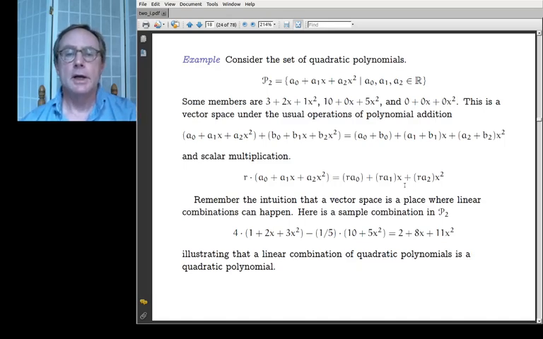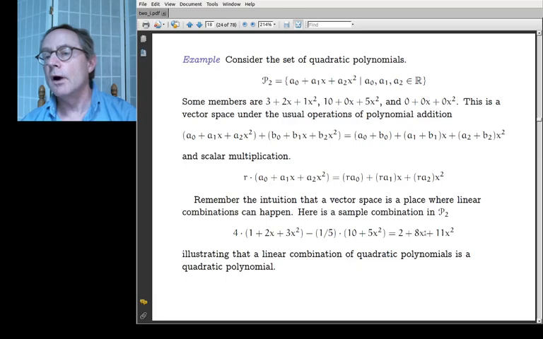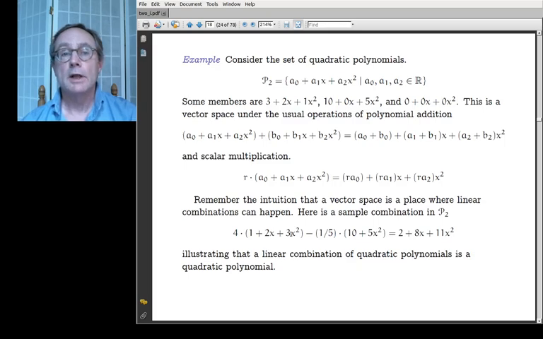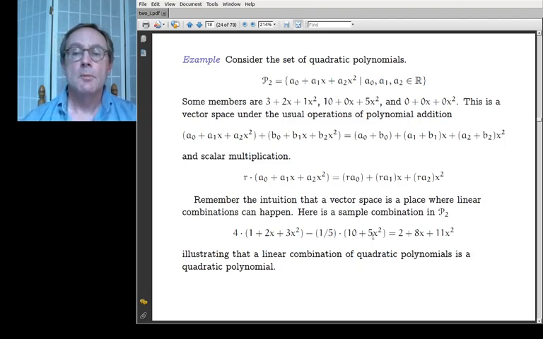The concept here is that vector spaces are about taking linear combinations. It makes perfectly good sense to take a linear combination of these vectors. Makes perfectly good sense to take a linear combination of 1 plus 2x plus 3x squared. You call that a vector in this context because it's a member of a vector space. It makes perfectly good sense to take 4 times that, minus 1/5 times 10 plus 5x squared. That has, you can think of it as having 0 times x written in the middle.